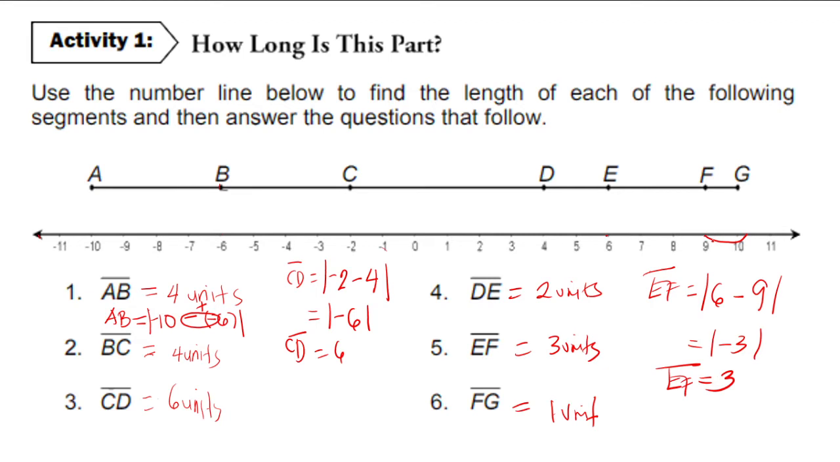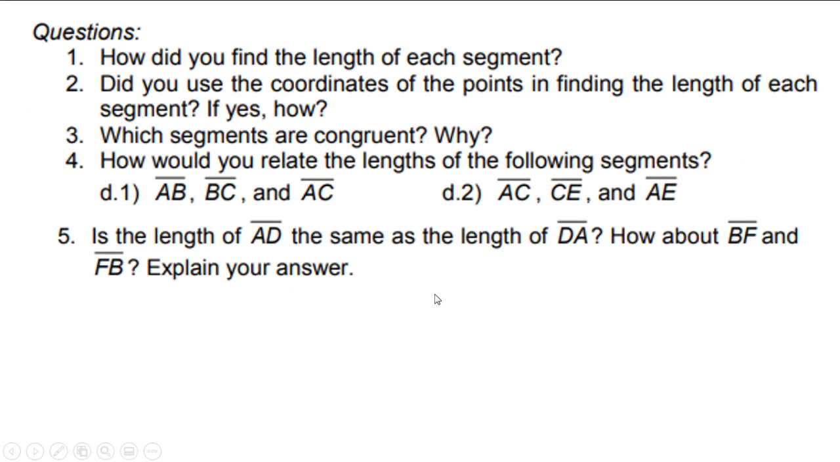So 9 minus 10, that is negative 1. And the absolute value of negative 1 is positive 1. Okay? Next. How did you find the length of each segment?